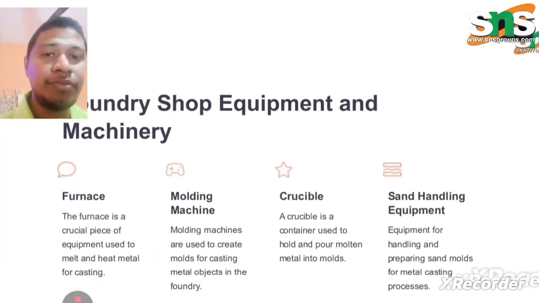Foundry shop equipment and machineries: furnace, molding machine, crucible, sand handling equipment. The furnace is a crucial piece of equipment used to melt and heat metal for casting. Molding machines are used to create molds for casting metal objects in the foundry. A crucible is a container used to hold and pour molten metal into molds. Sand handling equipment is used for handling and preparing sand molds for metal casting processes.